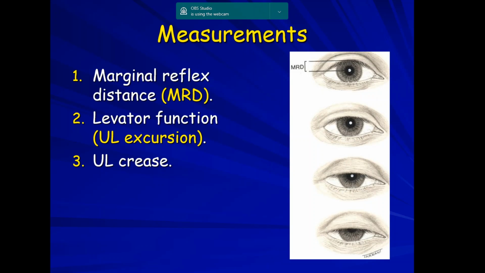Measurement: MRD, levator function, and upper lid crease. Marginal reflex distance is the distance between the corneal reflex and the upper lid margin, which is normally about 4 to 4.5 millimeters. 2 millimeters of ptosis of the upper eyelid is a mild ptosis, while 3 millimeters of ptosis is moderate ptosis, while 4 millimeters of ptosis is severe as it is covering the pupil.